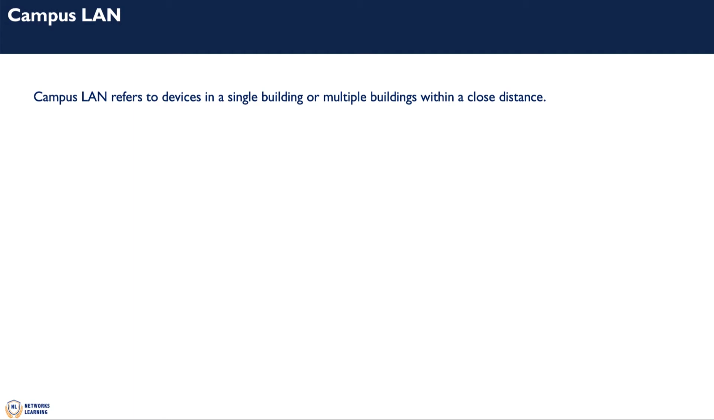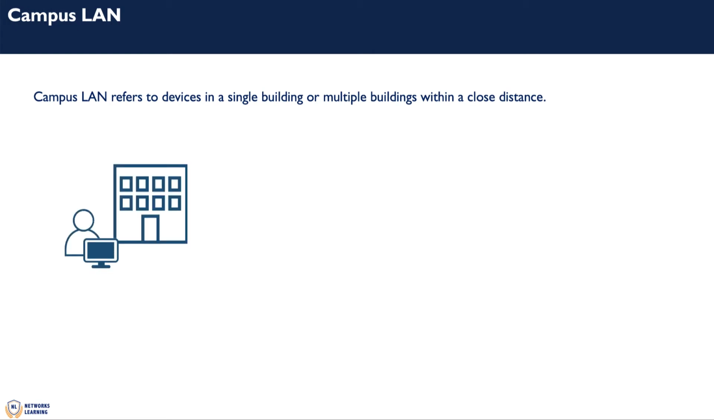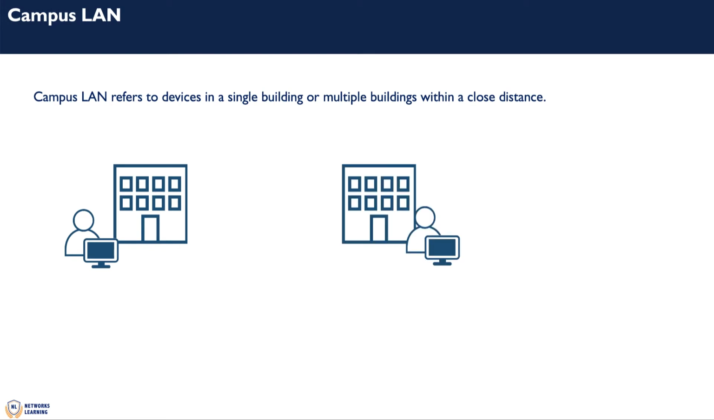Campus LAN refers to devices in a single building or multiple buildings within a close distance. So as an example, you have a building with a set of devices and hosts. So perhaps one of the first things you would like to do is to connect your computers to a switch in each building, and afterwards connect the two switches together. So you will have full connectivity between hosts in the building on the left to the ones on the right. So this is effectively a LAN.